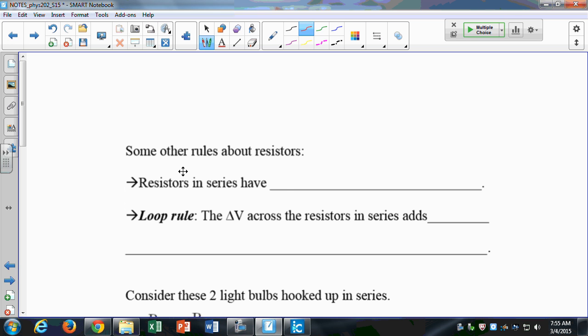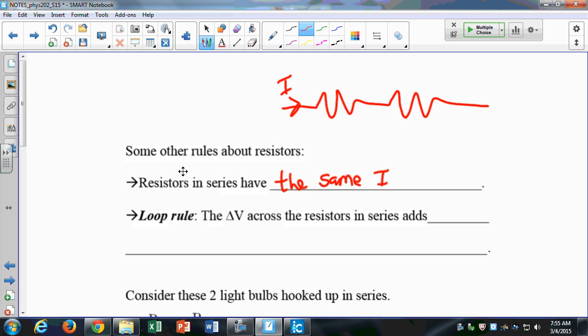All right, some other rules about resistors. Resistors in series have the same current. I think of it as, if I have these two resistors and a certain current flowing through these two resistors that are in series, whatever current I have here is not being diverted in any way, so I have to have the same current here. There's a similar rule for fluids called the equation of continuity. We don't do fluids in this class anymore. But anyway, resistors in series have the same current. And then also the loop rule: the change in potential across the resistors in series adds up to equal the change in potential across the battery.